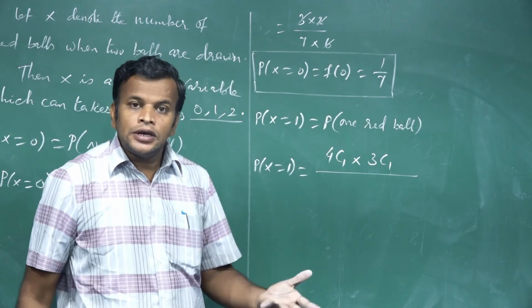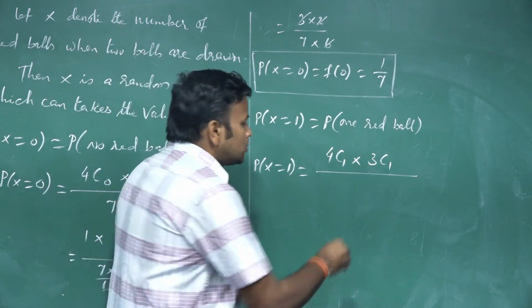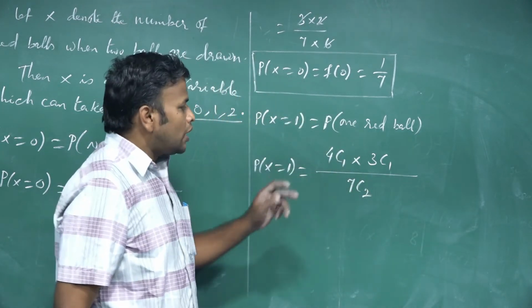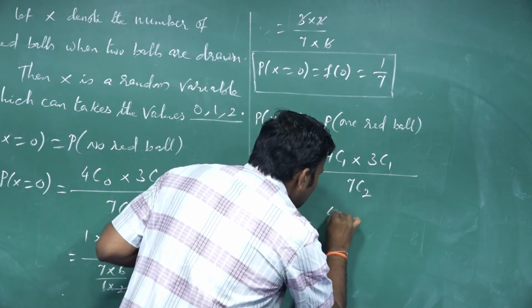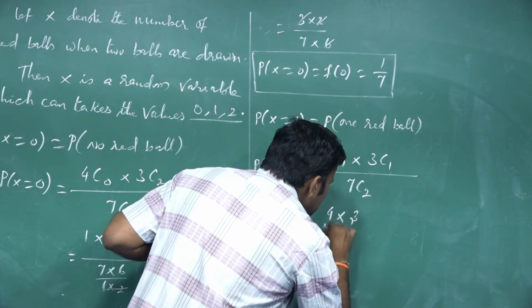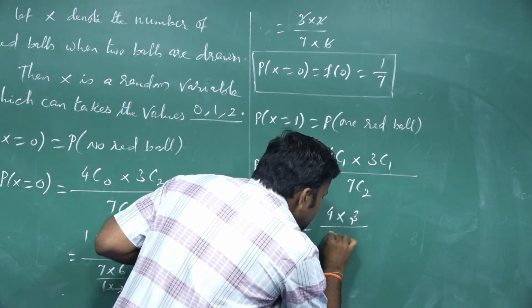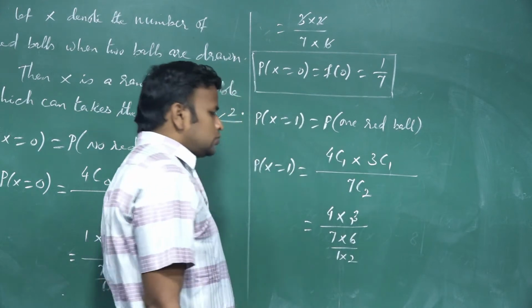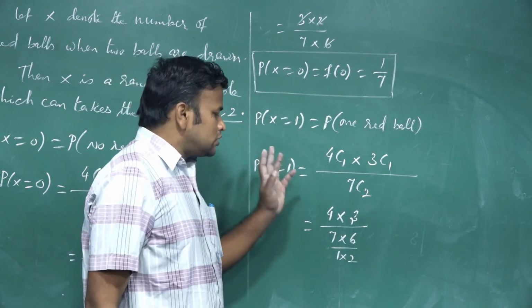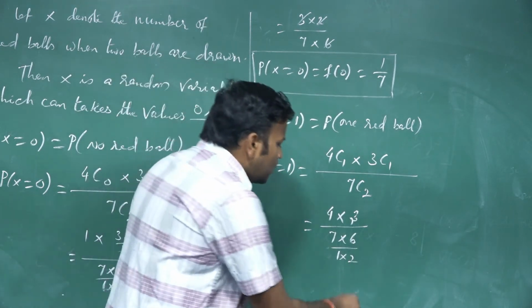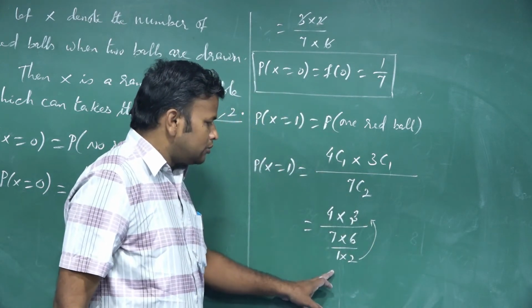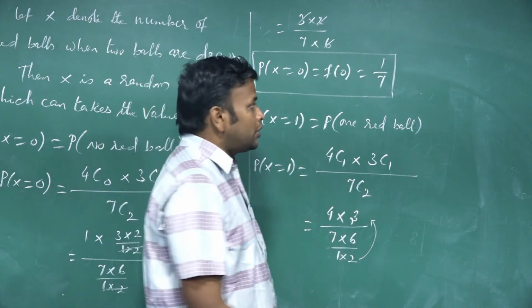The denominator is the same sample space. Out of 7, 2 will be taken, so 7C2. What is the value of 4C1? 4. 3C1? 3. By 7 into 6 by 1 into 2. The simplification is your choice. We can simplify in any manner. Actually, the denominator goes to the numerator.